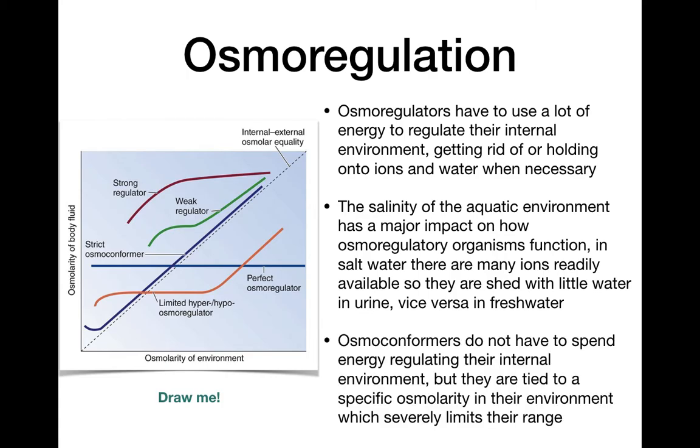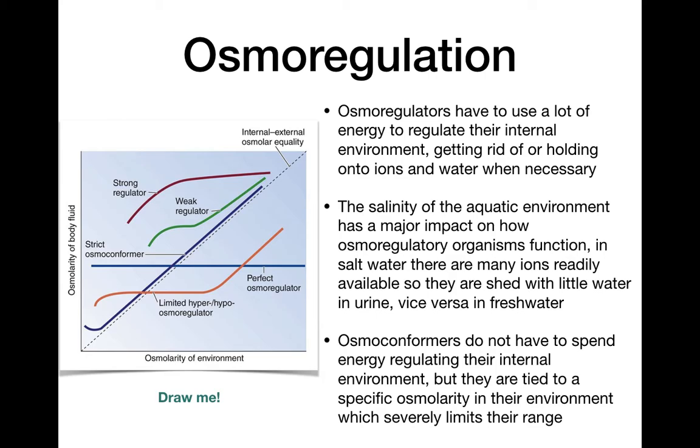In osmoconformers, they don't have to spend energy regulating their internal environment. So they have that energy saving just like ectotherms do, but the problem is they can only live in certain salinities. If it gets too salty or too fresh, they can't handle that and they can't live there. So there's types of environment which gives them a lot less flexibility to move around.